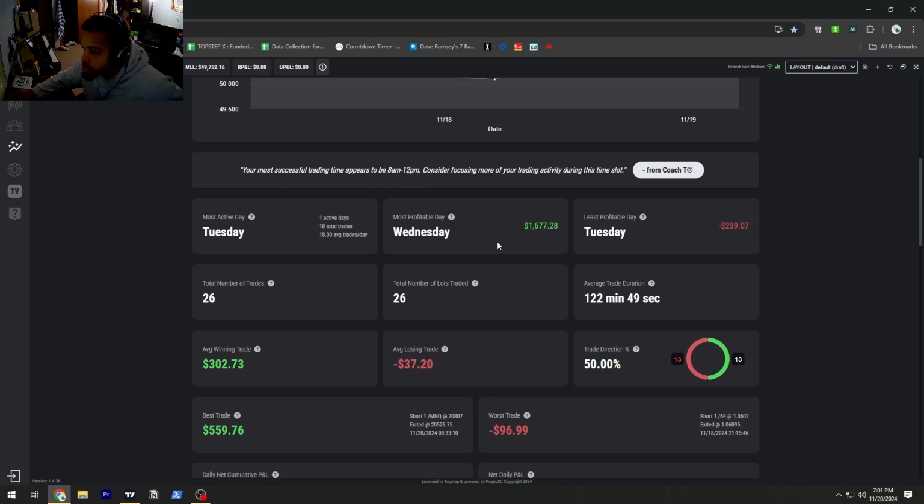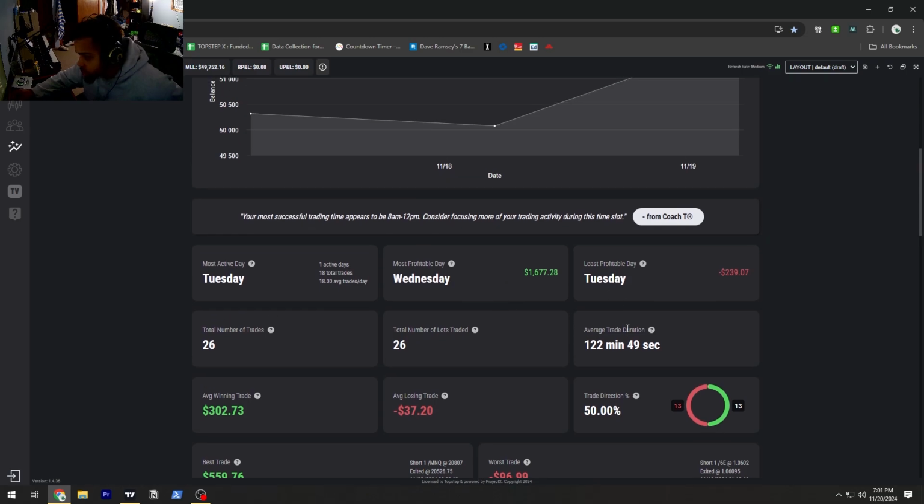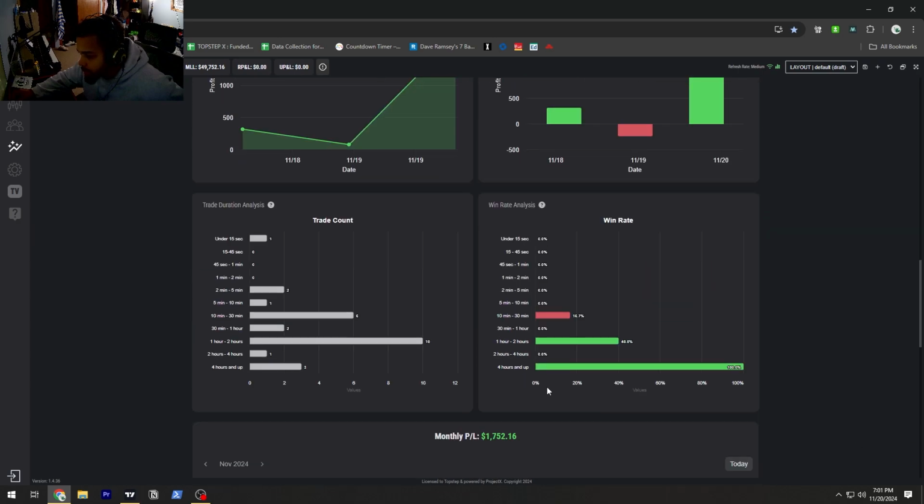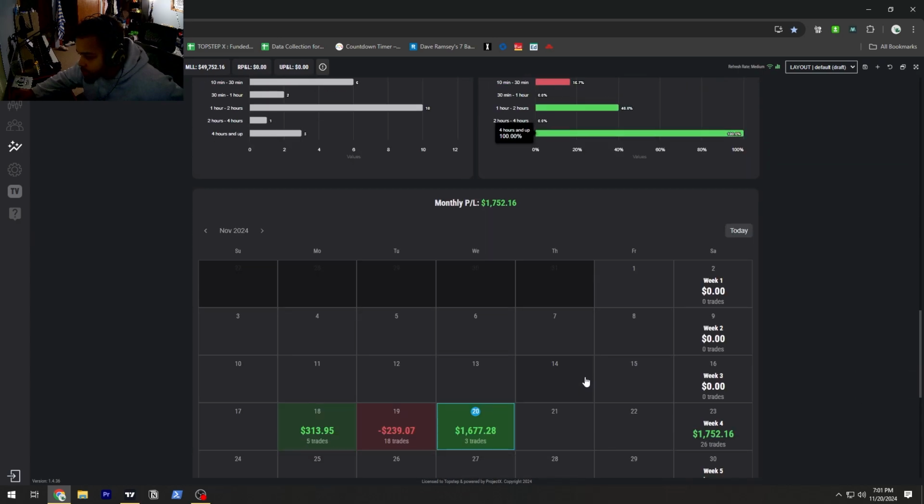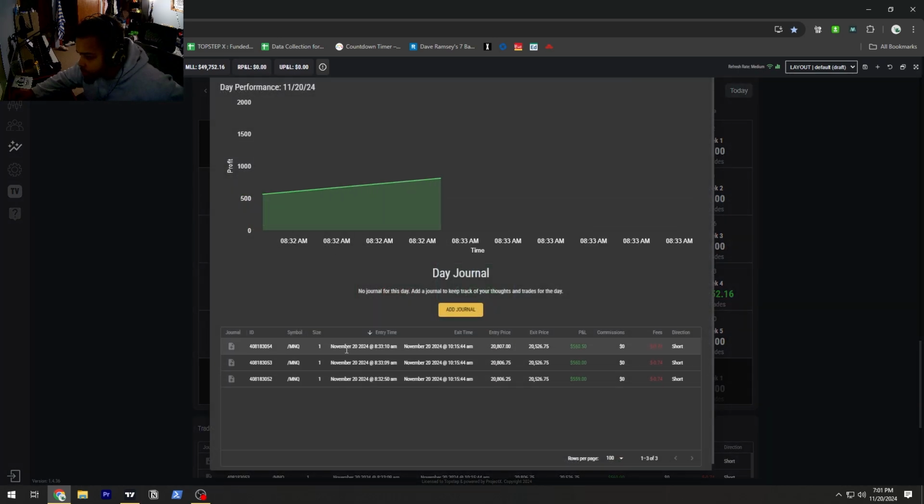And so my average trade duration, I'm still liking it. I love how today I stayed in this trade for, how long were these trades? Entry time 8:33, exit time was 10:15. So I love that. I actually love how I held to that.